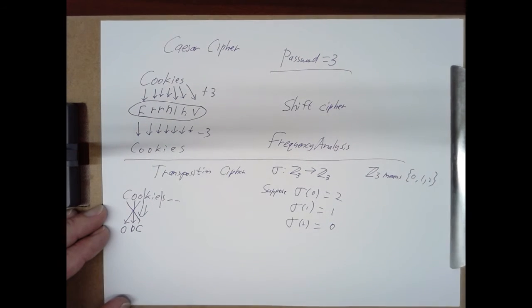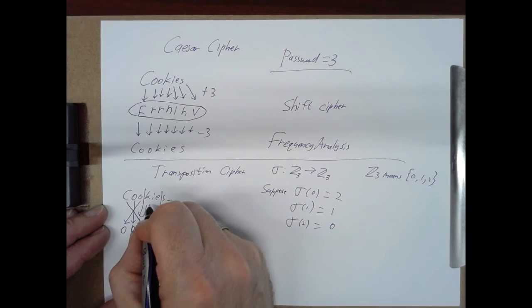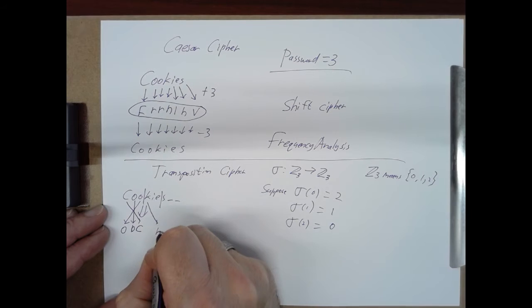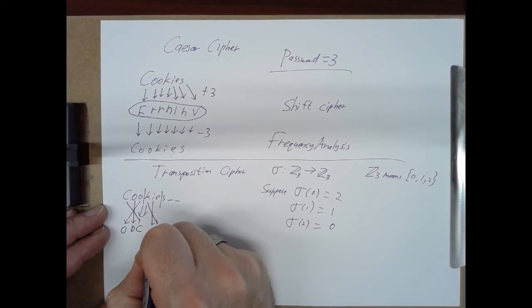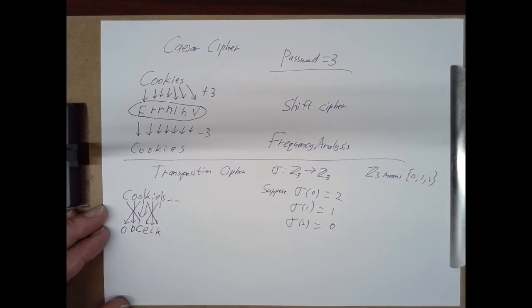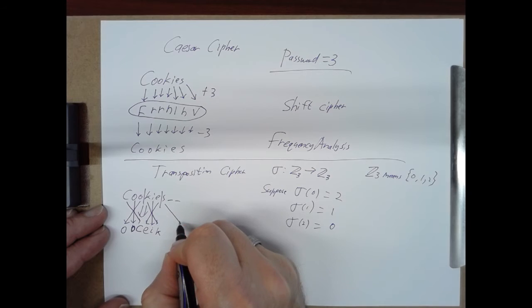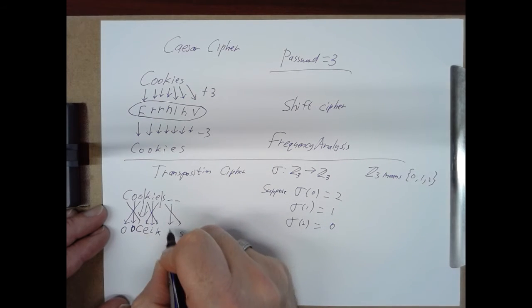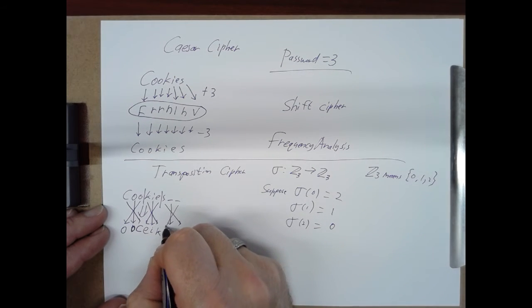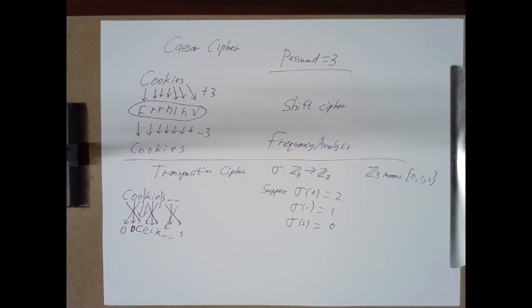So we've got OOC. And now K is going to become our third character. I is going to stay where it is. E is going to go in the middle. And then S is going to come down to the end. Our space will stay there, and our space will stay there. So our message cookies becomes OOC, KIE, S space space.